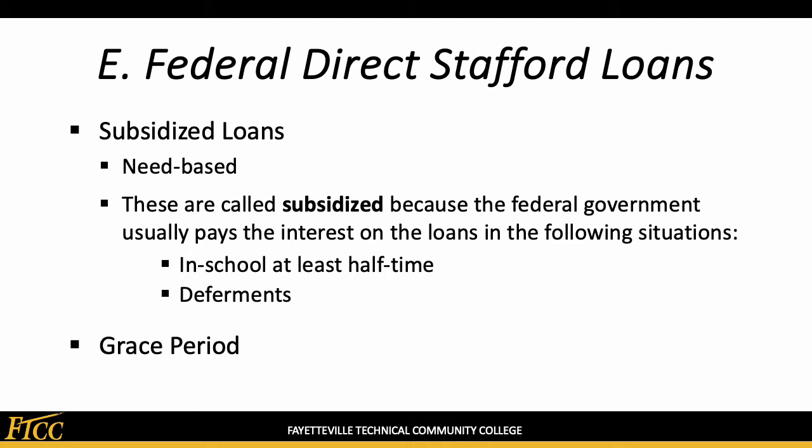There are two types of federal direct Stafford loans. The subsidized loan is a need-based loan as determined by the Department of Education. They are called subsidized loans because the government will sometimes subsidize, or pay the interest on, these loans during certain periods. For example, the government usually pays the interest on subsidized loans during the student's enrollment at least half time in school, during periods of deferment, and during the grace periods of loans. There are exceptions to these general principles, which can be viewed at studentaid.gov.